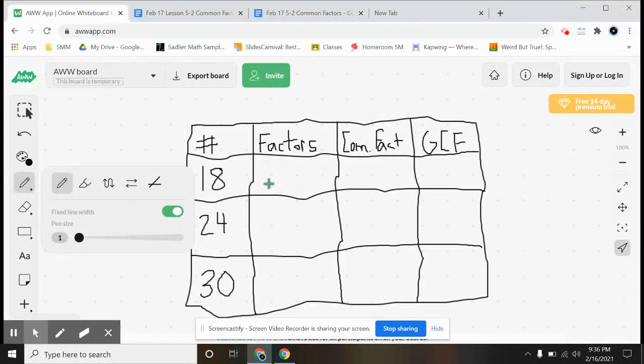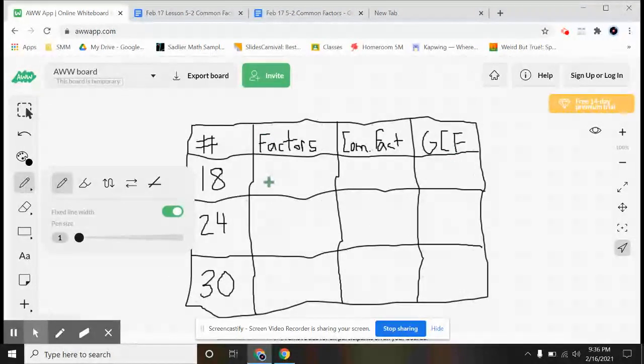This is where you're going to have to think about the factors that go with the number that are in that row. The third column is the common factors. I know that's hard to read, but this is where you're going to find the numbers that they have in common. And then the last one is going to be the GCF. So this is where you break down all of what you brainstormed and you find the number that's the largest.